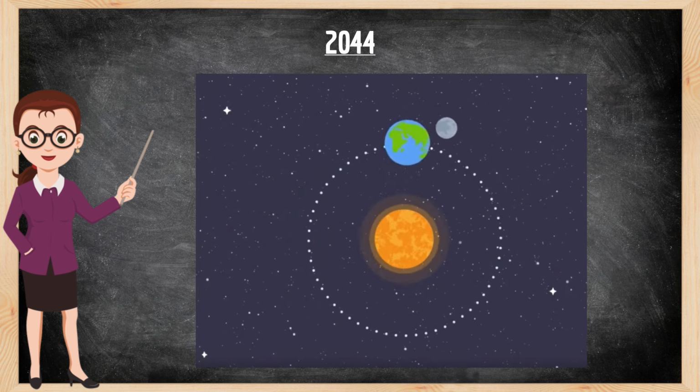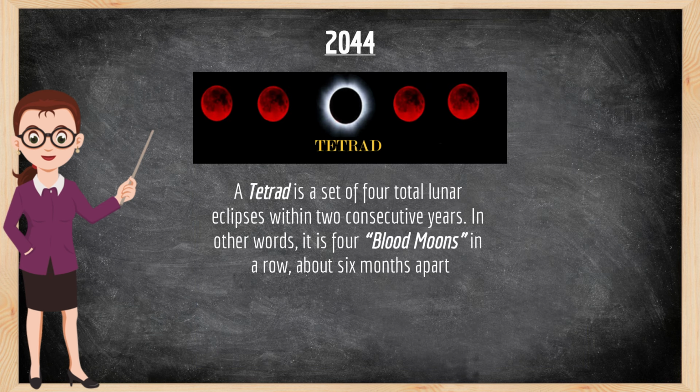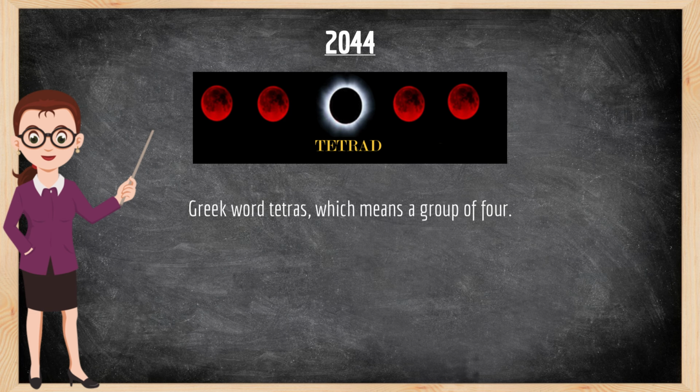Now the sun and the moon do a dance called a tetrad cycle. In astronomy, a tetrad is a set of 4 total lunar eclipses within 2 consecutive years. In other words, it's 4 blood moons in a row, about 6 months apart. The term comes from the Greek word tetras. And I don't know about you, but I used to play me some Tetris. So that just means a group of 4.